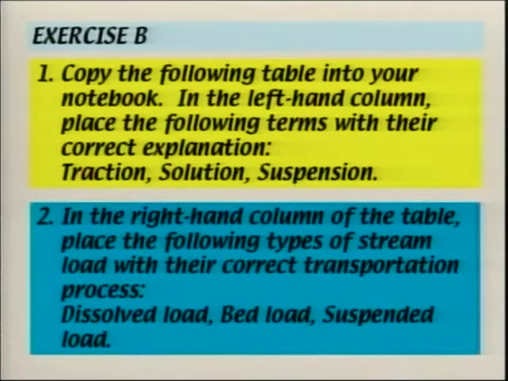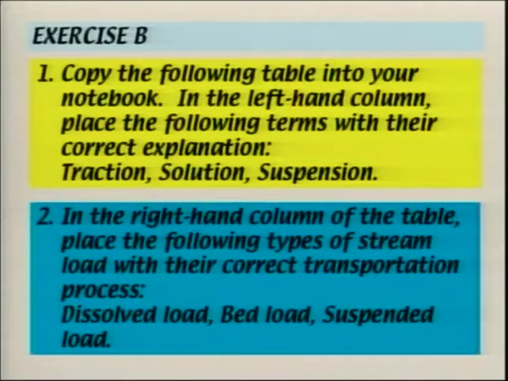Okay, for the next activity, you will be required to copy down a table into your exercise book. You will have 3 columns. When you copy down this particular table, in the left-hand column, you are going to place the following terms with their correct explanation. And the terms are traction, solution, and suspension. Make note of those 3 words, because when you copy the table, you will be required to put them with the correct explanation. The words are traction, solution, suspension. Just copy those 3 words down.